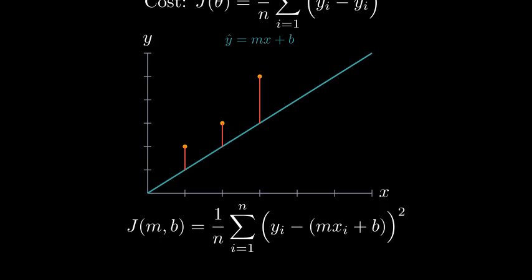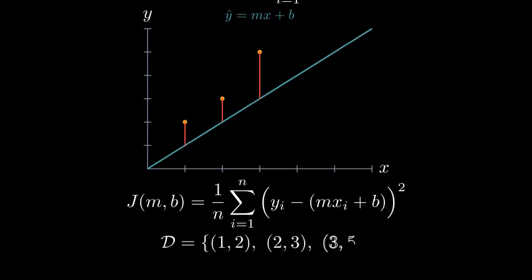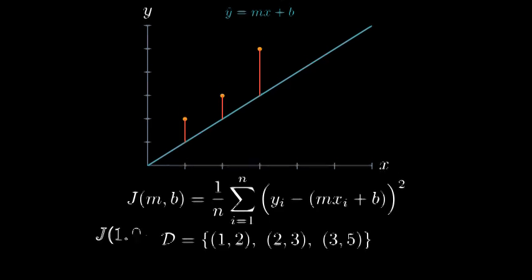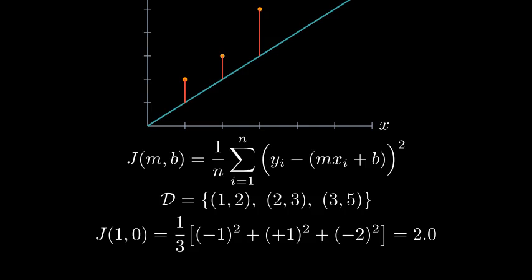Let us compute the cost numerically for our 3 points. Our dataset is (1, 2), (2, 3), and (3, 5). First, with slope 1 and intercept 0. We plug in and get mean squared error equal to 2.